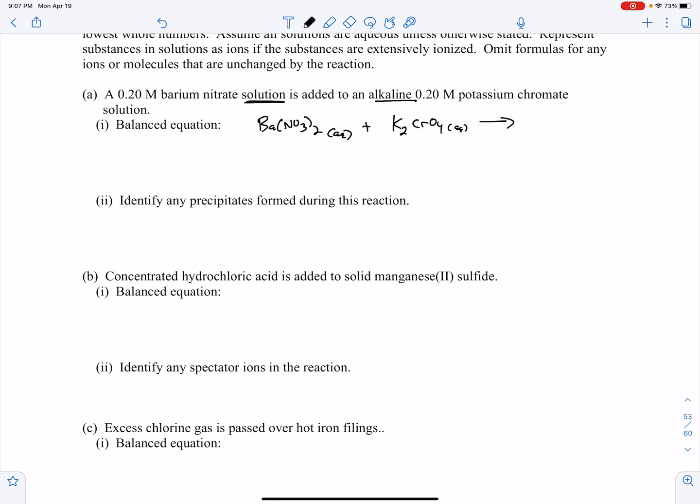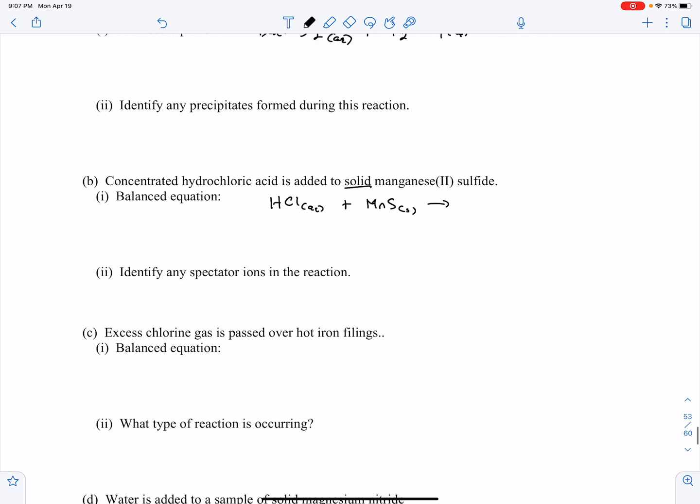Number 2, concentrated hydrochloric acid. Obviously, that's HCl. Strong acid is added to a solid manganese sulfide. So you can't break that one apart. Just a double replacement reaction. Don't forget to eliminate any spectator ions in this reaction. Okay, pretty simple there. And then the second one says, what are those spectator ions? Pretty easy. This next one is a synthesis reaction.